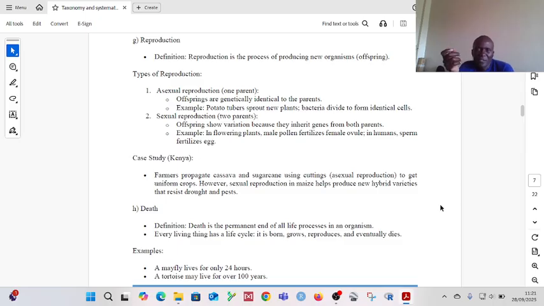Then there is another important characteristic of living things which we are referring to as reproduction. So through reproduction, there is the producing of new organisms, what people call easily as offspring. So that production of new offsprings is a characteristic of living things. Reproduction can occur in two ways. One is asexual, where only one parent is involved.